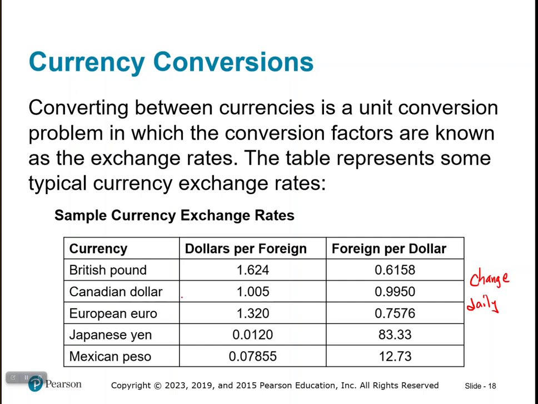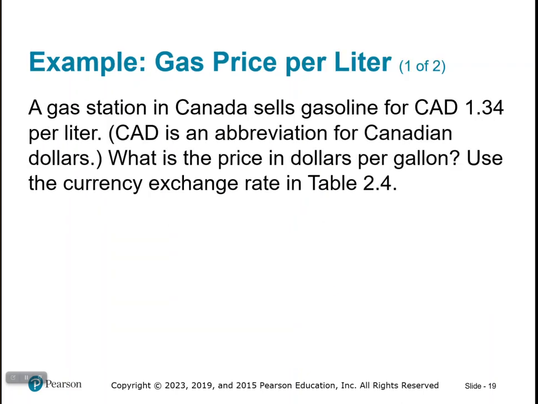But the one we're going to pay attention to right now, coming up in a future problem, is our Canadian dollar: 1.05 US dollars per Canadian dollar, or 0.9950 Canadian dollars per US dollar. They're pretty close to each other. You can see the Japanese yen, and the peso is faring way better than the yen right now, but the Canadian dollar is what we have that's nearly equal.